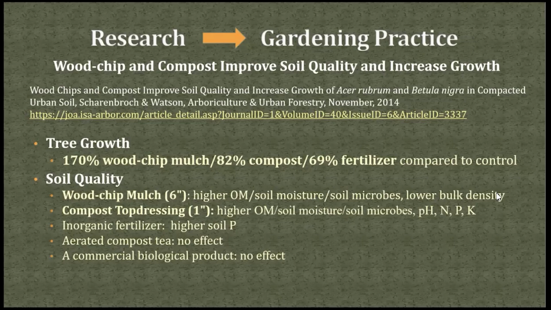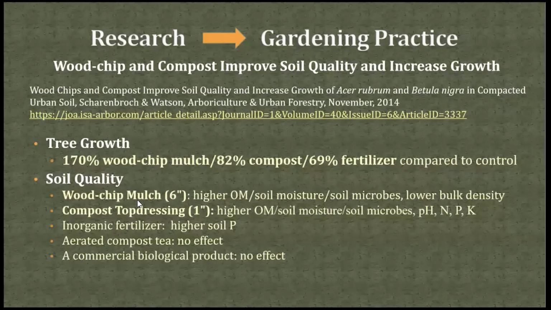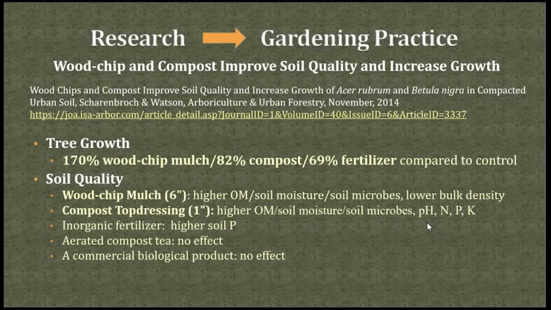So remember, if your soil is compacted and you want to make more space in your soil, wood chip mulch is the way to go. The compost top dressing group also did pretty well for soil. Higher organic matter, higher soil moisture, and higher count of soil microbes. It also led to higher pH, nitrogen, phosphorus, and potassium.